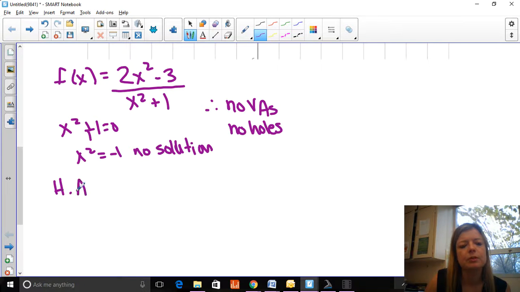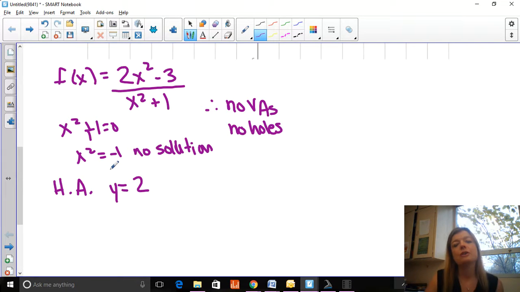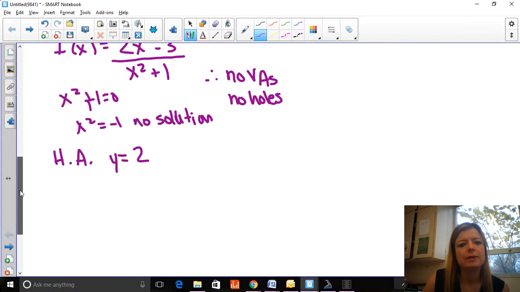I do have a horizontal asymptote though. You'll notice that the top is a quadratic and the bottom is a quadratic. So therefore I have a horizontal asymptote at 2, since the ratio of the leading coefficients is 2 to 1, so it's just 2. I don't have an oblique asymptote, because it's not top heavy.